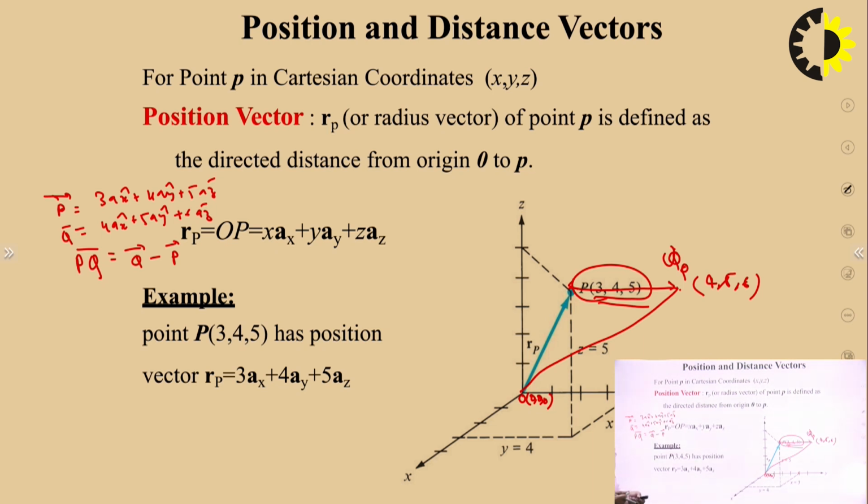we can easily calculate it by the formula, under root of (x2 minus x1) whole square plus (y2 minus y1) whole square plus (z2 minus z1) whole square. In this case, what is the meaning of this PQ distance vector? Vector Q minus vector P. That means 4 minus 3 whole square plus 5 minus 4 whole square plus 6 minus 5 whole square, in that particular direction.